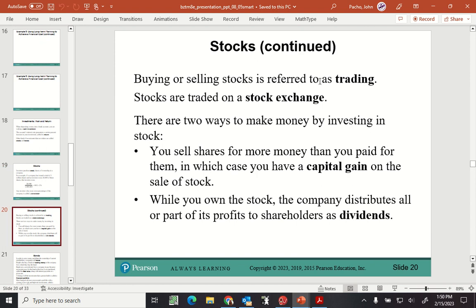Buying or selling stocks is referred to as trading. Stocks are traded at a stock exchange. There are two ways to make money by investing in stocks. You sell shares for more money than you paid for them, in which case you have a capital gain on the sale of the stock. While you own the stock, the company distributes parts of its profits to shareholders called dividends. So, I own a tiny little bit of Southwest Airlines.